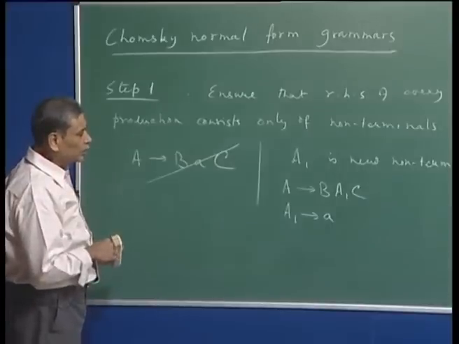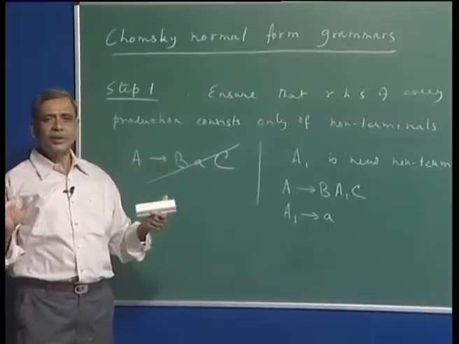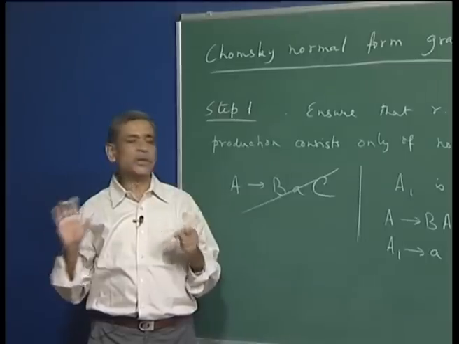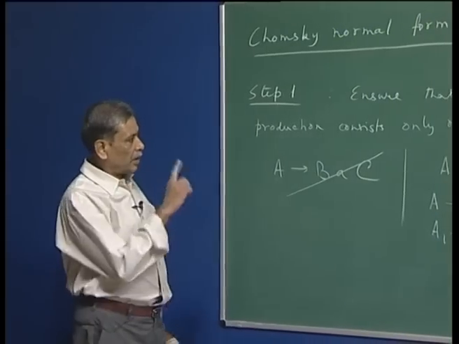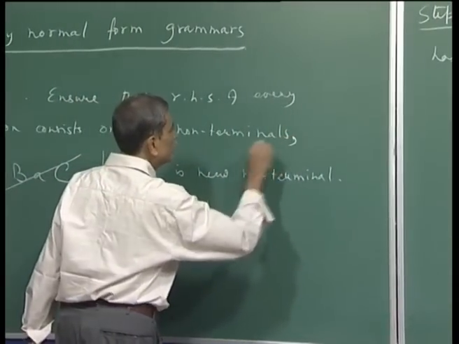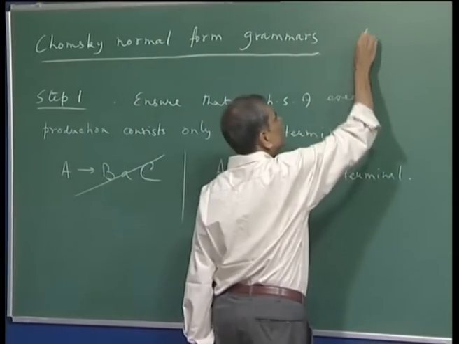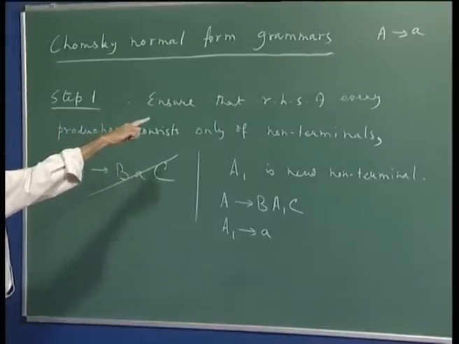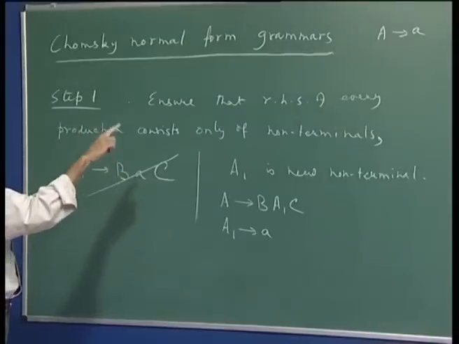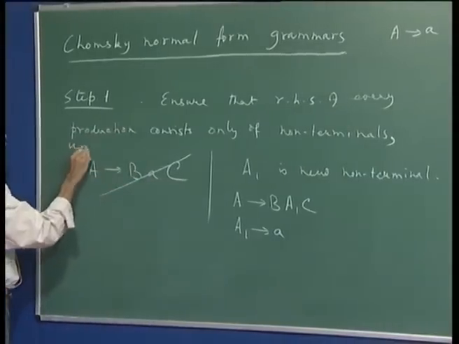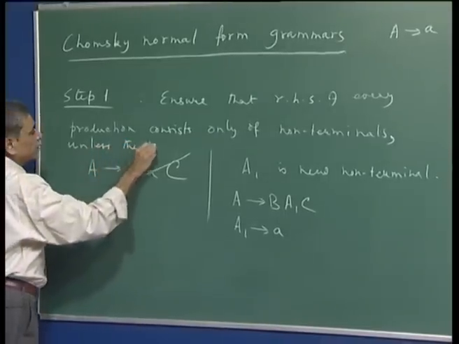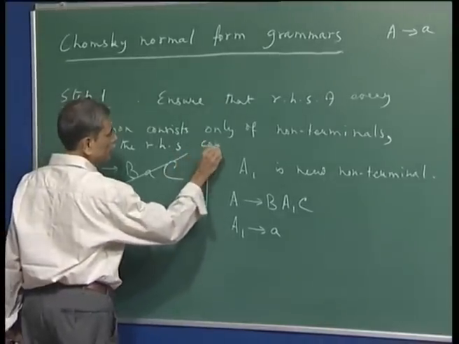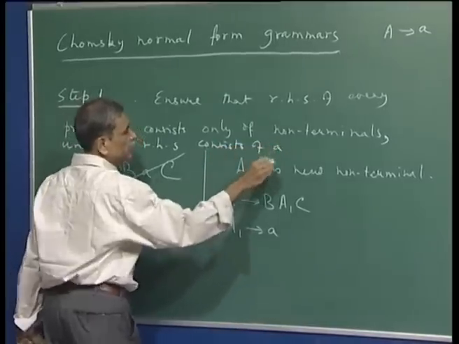Now, step 2 is the step in which I will ensure that the right hand side consists precisely of two non-terminals. So, how do we do that? I should modify what I have written here. Of course, we do not mind productions of this form, A goes to a single terminal. So, I should write here: ensure that the right hand side of every production consists only of non-terminals unless the right hand side consists of a single terminal.